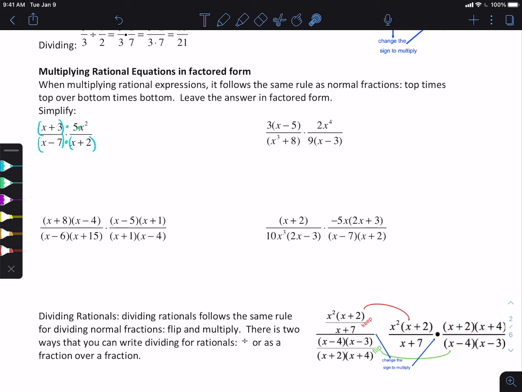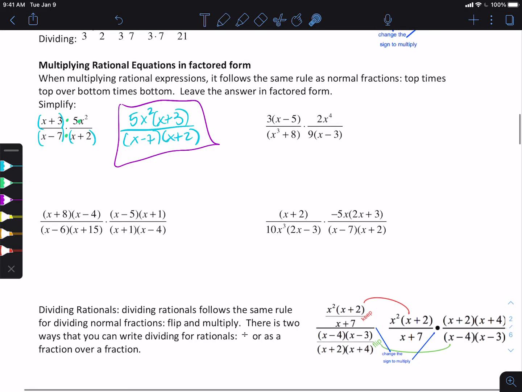So there's nothing that matches on top and bottom, so I'm just going to multiply straight across. When I multiply straight across, it's conventional to put monomials first. So here, when I'm going to multiply these two, I'm going to have a monomial and a binomial, so I'm going to put the monomial first. So 5x squared times x plus 3. On the bottom, I'm going to do this times this, so x minus 7 times x plus 2. It doesn't matter which comes first, because multiplication is commutative, meaning the same forwards and backwards. So then this is my answer. We're not actually going to do any multiplying of the factors. I don't multiply them out. We just leave it like that.